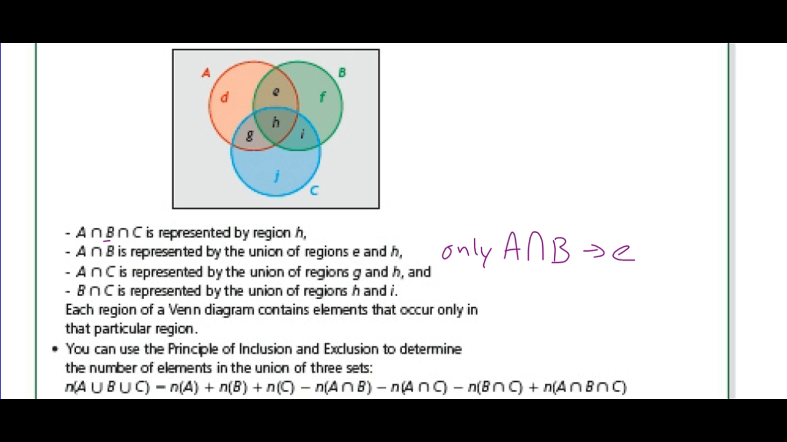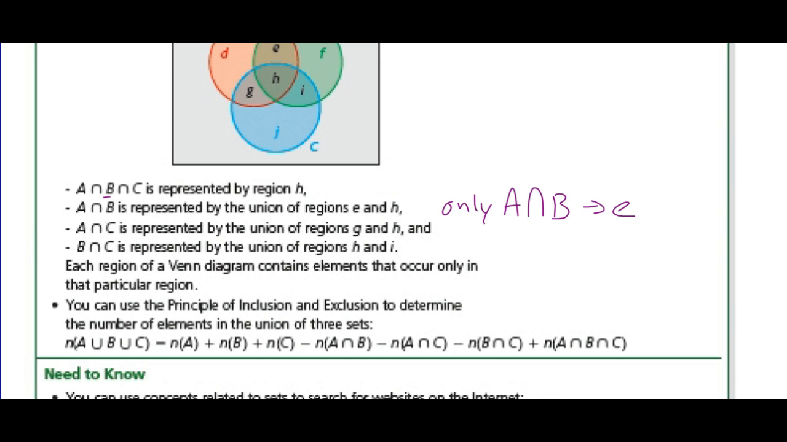A intersect C is represented by G. Only A and C is G. B intersect C is represented by this. Only B and C is little I. Each region of the Venn diagram contains elements that occur only in that particular region.